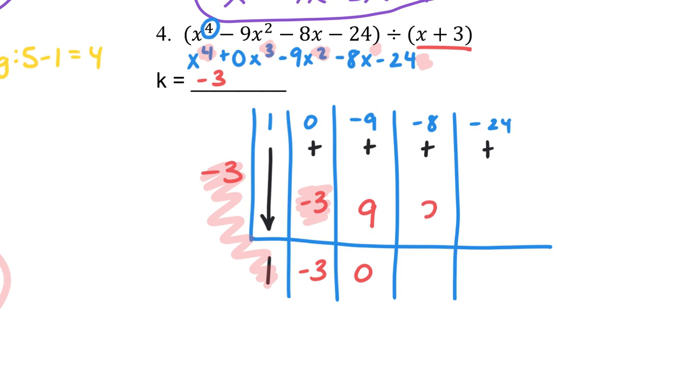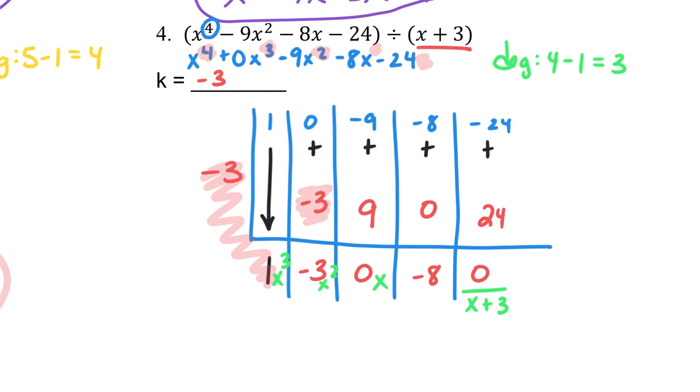Negative 3 times 0 is 0. Add it up. Negative 8. Multiply, and I get 0. My degree is 4, so when I subtract 1, I'm going to be using x cubed, x squared, x to the 1st, my constant, and my remainder.